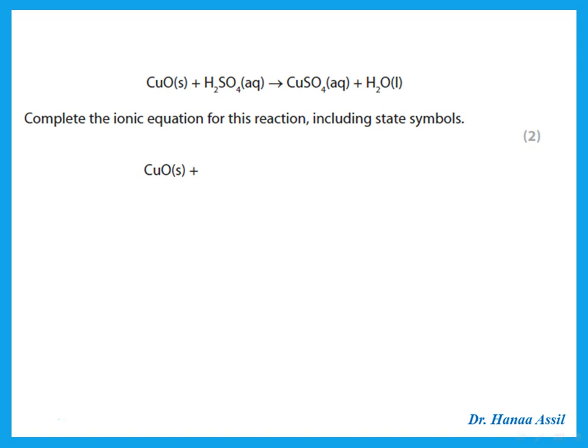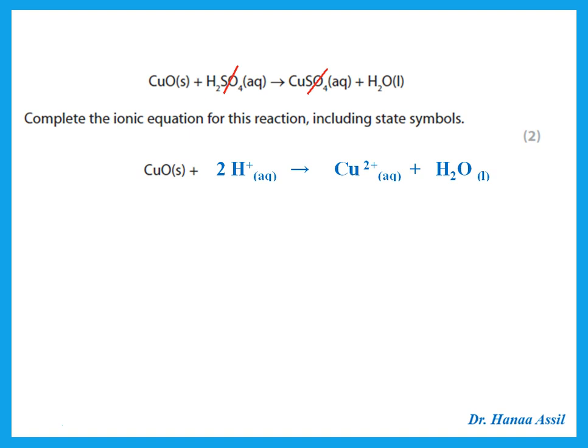Okay, another question, complete the ionic equation for this reaction. So if I have copper oxide plus sulfuric acid to give copper sulfate plus water, of course the copper oxide is a solid, it's written as it is. Then I'm going to ionize the sulfuric acid and the copper sulfate. So I have sulfate ions before and after the arrow, and I end up with 2H+ to give Cu2+.